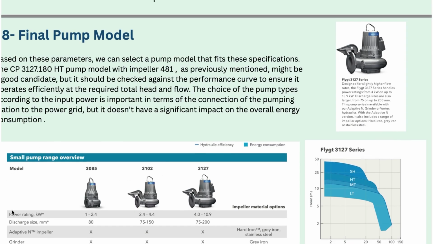And these are all of the characteristics for the model that you can also see from the catalog, such as the vortex, the grinder, the discharge size, the power rating, and so on and so forth. This is how it looks, with some further details about this pump model type. All right, so that's it. This is how you can actually calculate your sewage pump model.